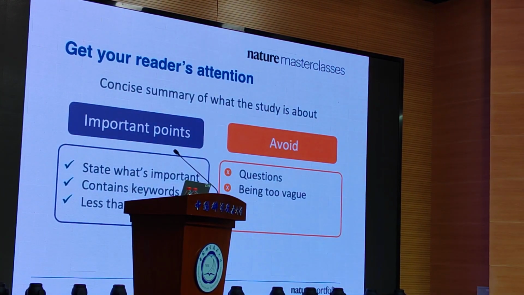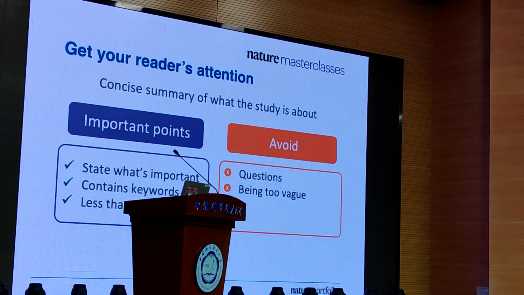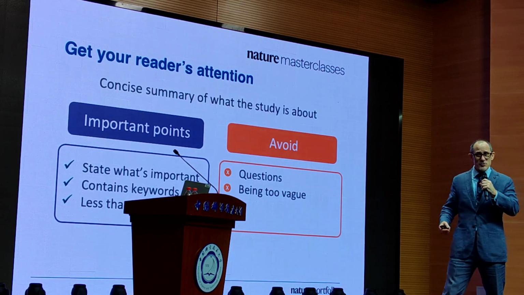You also want to avoid being vague with your title. Like a characterization of, an investigation of. Yes, you're publishing a research article. We know you investigated something. Be specific what was being investigated. That's what readers want to know.